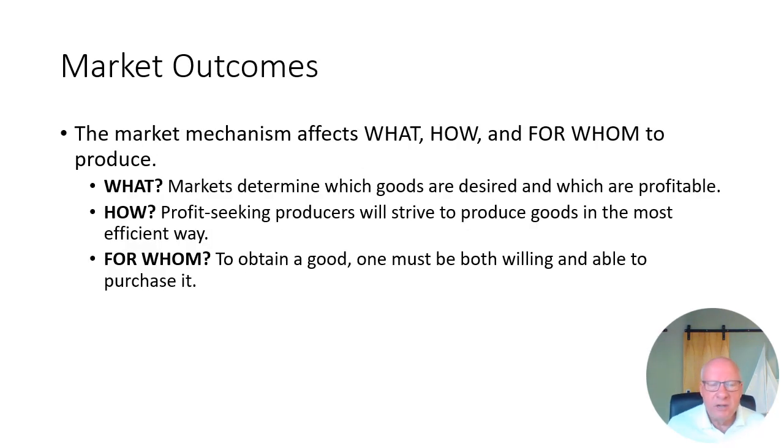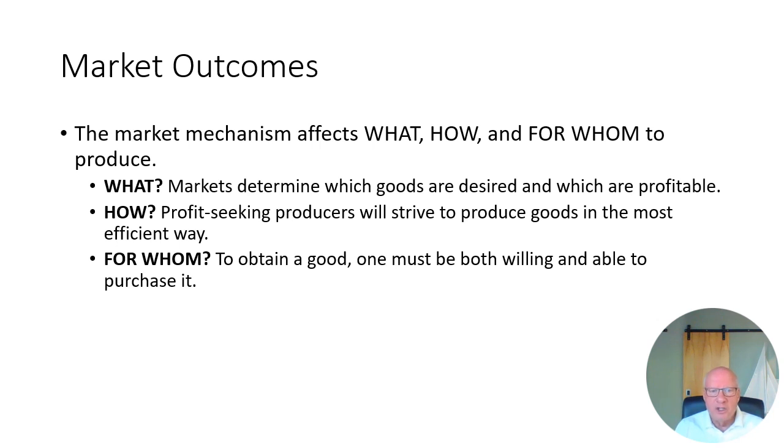So this brings us now to our question about market outcomes. Remember, we talked earlier about the market mechanism affecting what will we produce, how will we produce it, and for whom are we going to produce the goods. Let's now try to answer that question using the knowledge that we're going to be using a market mechanism. So the first question, what will we produce?